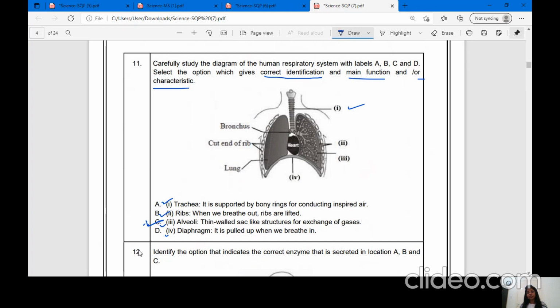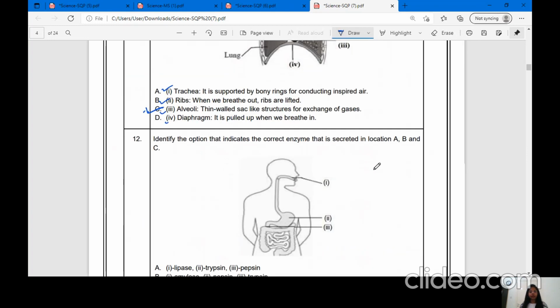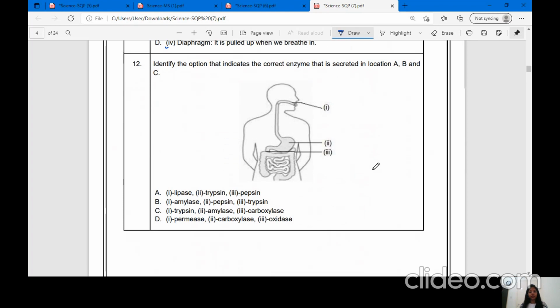Now here it is a tedious question for some students. So you know what, if you feel it is tedious, you just mark a star that you are doubtful about it. Come to question number 12.